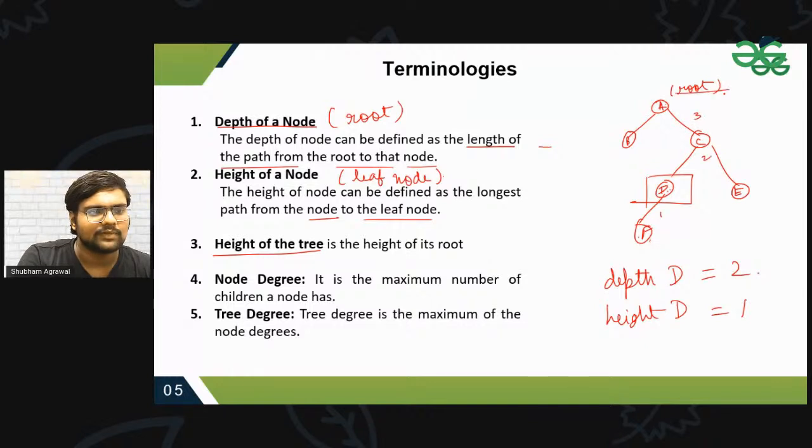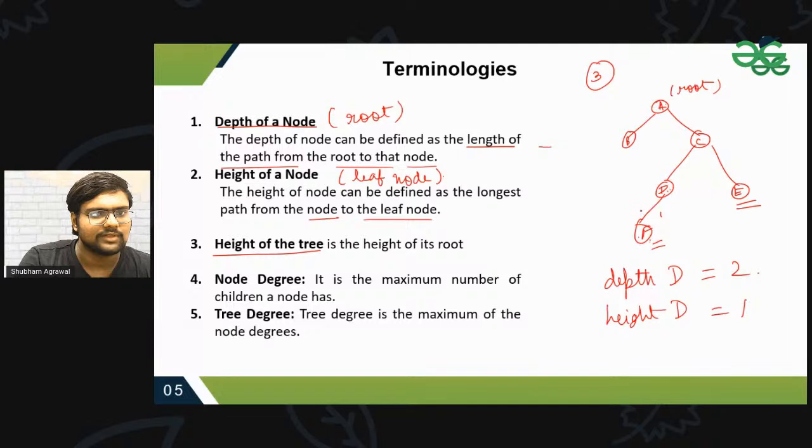And what is the depth of this tree? The depth of the tree is also the length from root to leaf, and it should be the highest depth. Because here E is also a leaf node, and F is also a leaf node, but the path length from A to F is 1, 2, 3, and from A to E is 2. So here it is 3 and here it is 2. We have to take the maximum of those. So the depth of the tree is defined as the maximum depth of all the nodes. In this case the depth from root to F is 3.